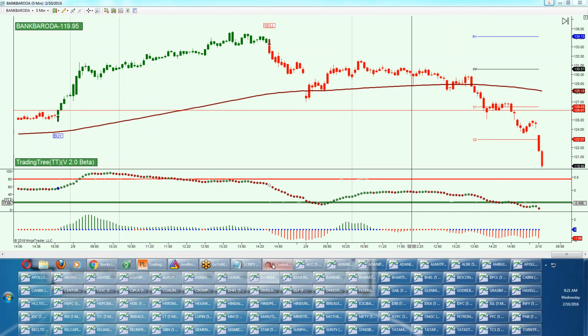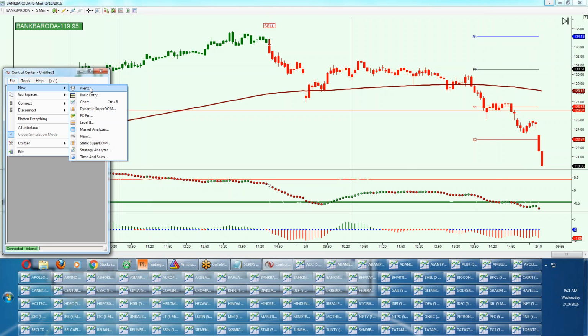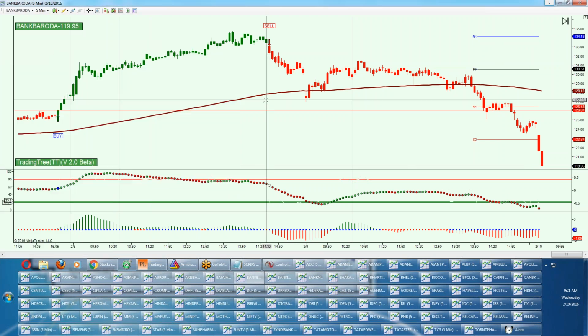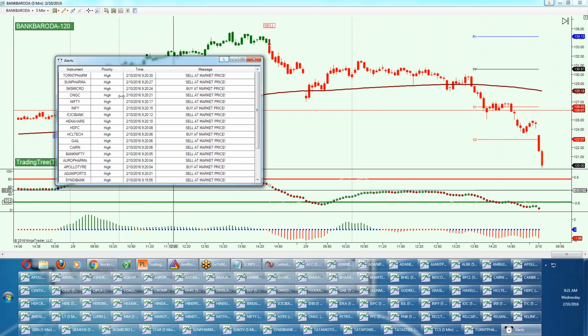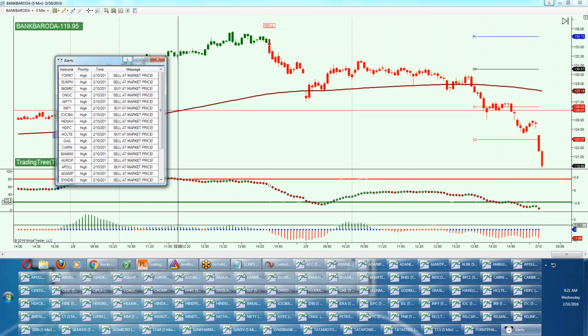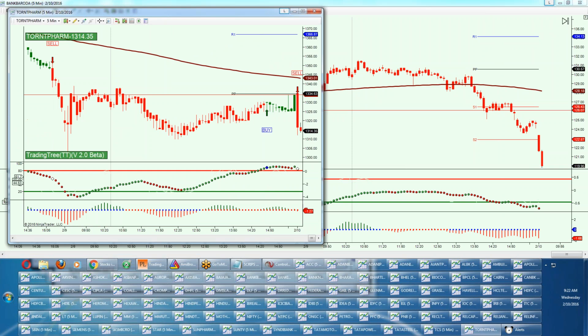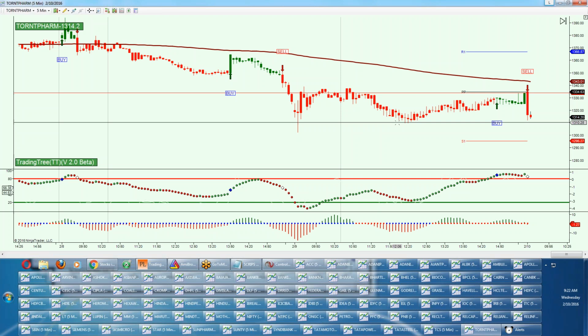So the calls that are generated will be stored here in your NinjaTrader new alerts. So you can always come back and check the alerts. So let's see Torrent Pharma. That's a sell here. So you can just short it at this level. The recent low, that is what you'll have to see. That is 1309. 1309 will be your sell for Torrent Pharma.